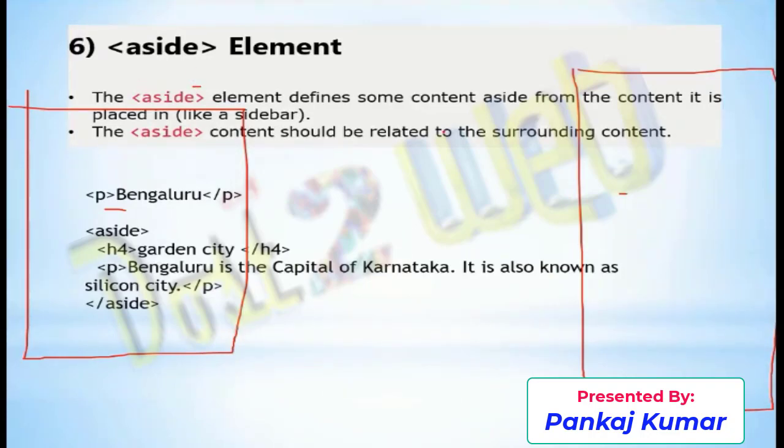The aside content should be related to the surrounding content, that means whatever content you are going to define. Here you have an example. You can see I'm defining a paragraph tag, in that I'm using the content Bengaluru. Then I'm giving an aside tag, so it will be defined on the side. I'm going to define Garden City, Bangalore is a city of Karnataka, the Silicon City. Close the paragraph tag, close the aside tag. That way you can define the aside tag in HTML5 pages.